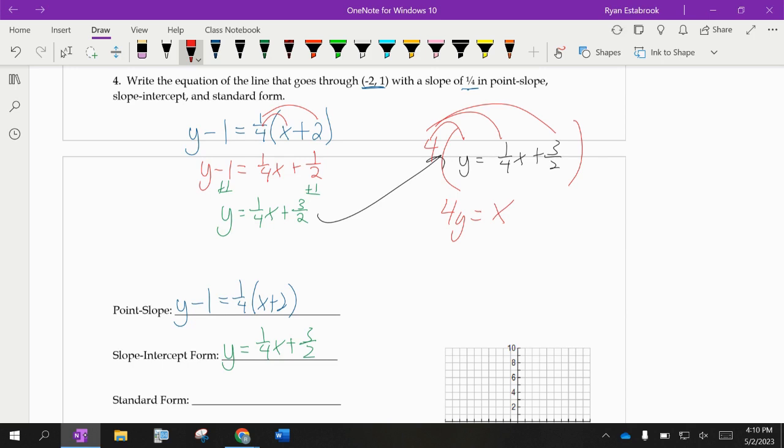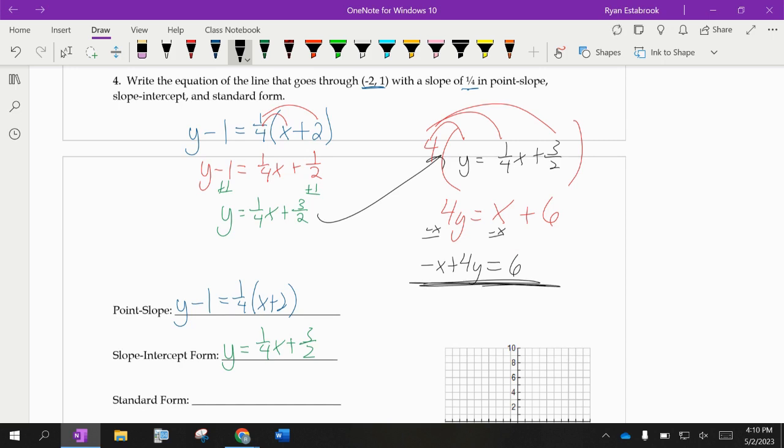And then 4 times 3 over 2. 4 times 3 is 12. 12 divided by 2 is 6. So that looks a little bit better. Let's subtract x from both sides. Negative x plus 4y equals 6.